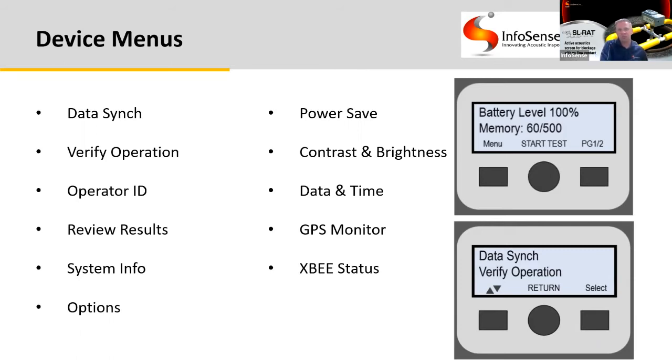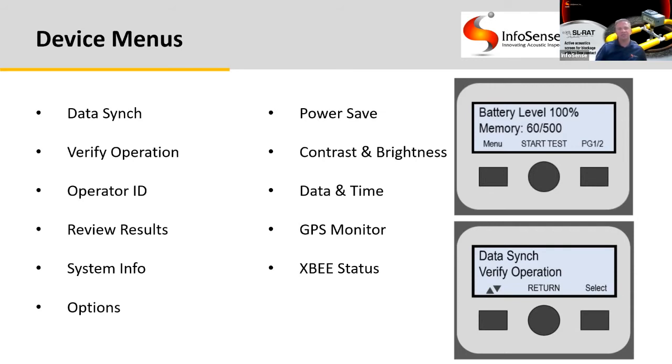Once in the menu, you will see the 3 buttons change function, as shown in the bottom picture. The left square button scrolls through the menu, the middle circle button returns to the main test page, and the right square button allows you to select the menu option that is blinking at the top of the menu list page.